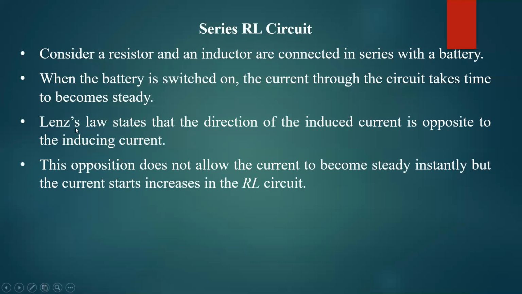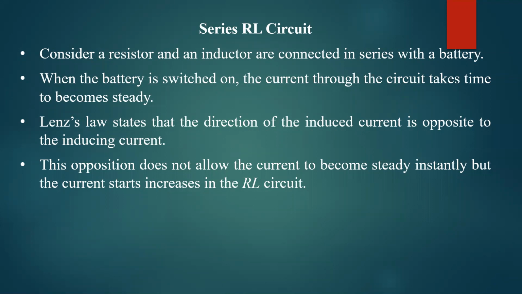That is because of the phenomenon in accordance with Lenz's law, which states that the direction of induced current is opposite to the inducing current. So in an inductor, the induced current is going to be developed, and that will oppose the incoming current or inducing current. This opposition does not allow the current to become steady instantly, but the current starts to increase in the RL circuit slowly. So that is observed in the RL circuit.